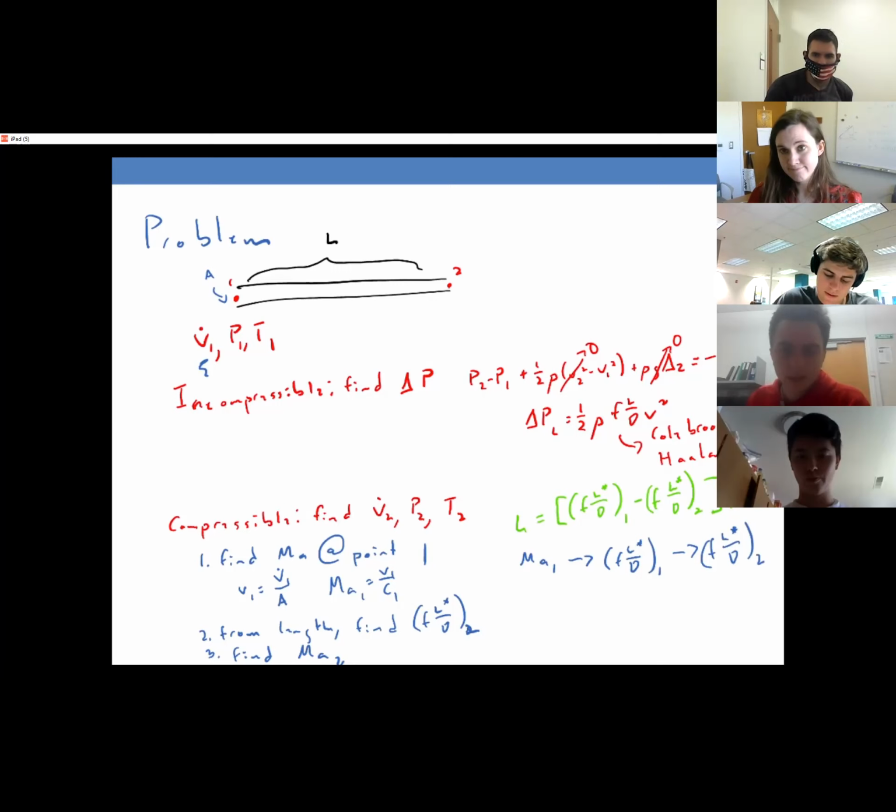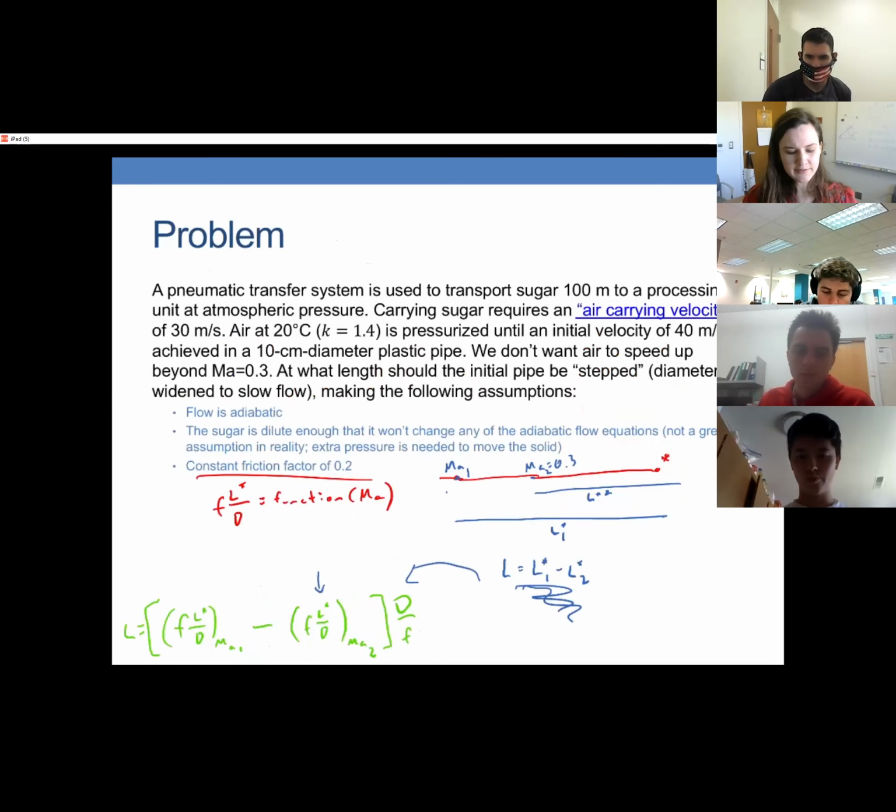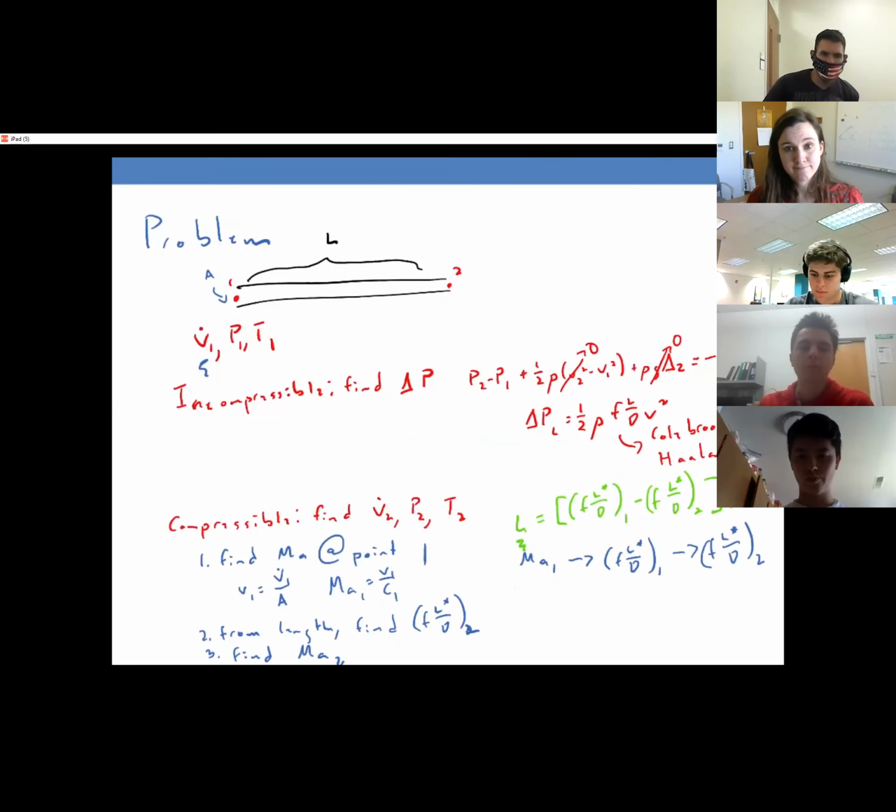So that's the part that I see, how to find the F L star over D at 0.1, but what do we do in order to find it at 0.2? Like, how do we make that jump? We know the length. And we just said in this one that we can find the length between the 2 points from the differences in the F L star over D. In the first problem, the length is the length between Mach number 1 and Mach number 2. And in this second problem, the length I just give you. So it's still the length between Mach number 1 and Mach number 2.